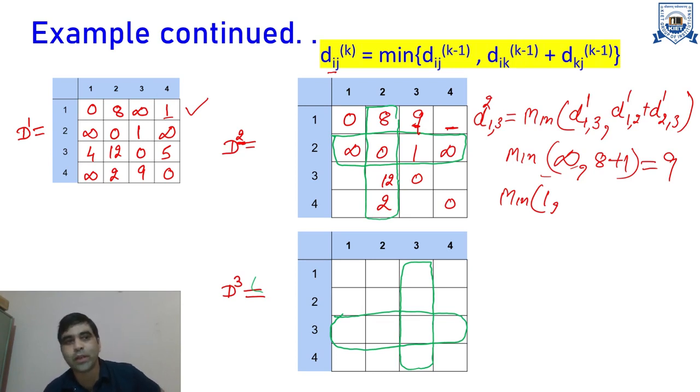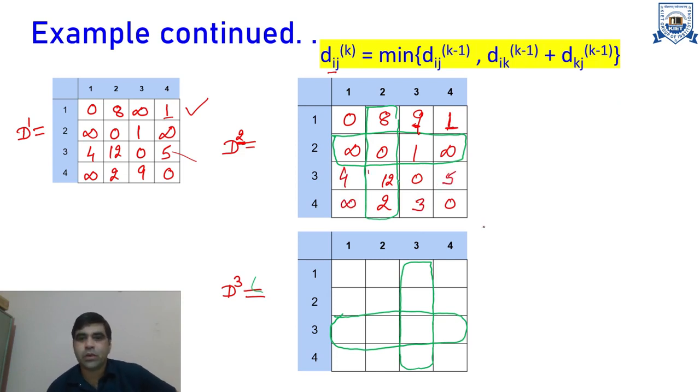So 1 to 2 and 2 to 4. So 1 to 2 is 8. In this case, 1 to 2 is 8 plus 2 to 4 is infinity. So in this case, the minimum value is 1, so we do not update it. It will remain the same. Okay. So similarly, we'll update the others. We'll calculate all the other values.